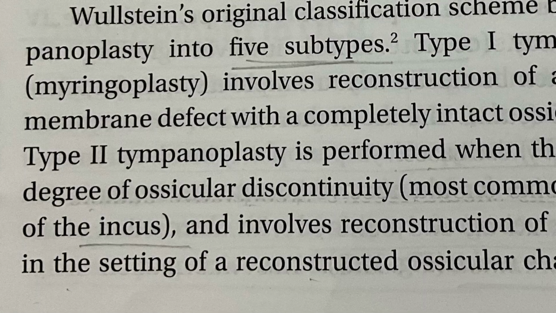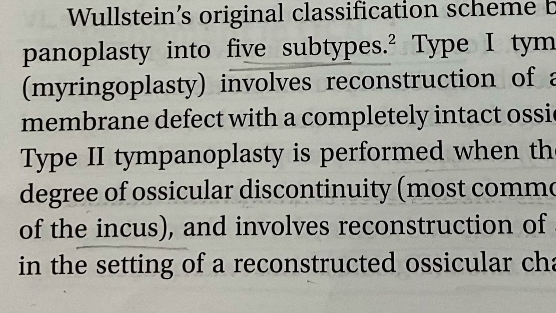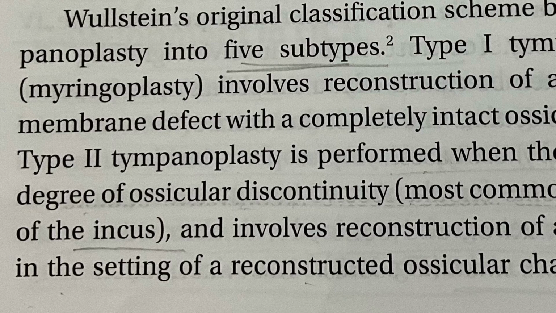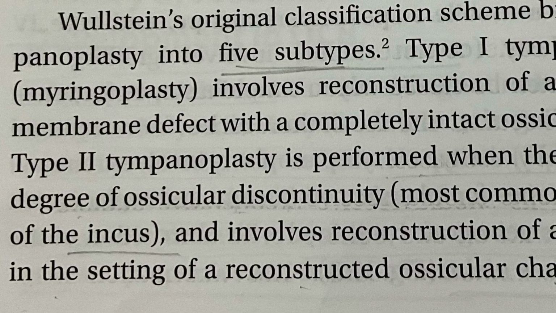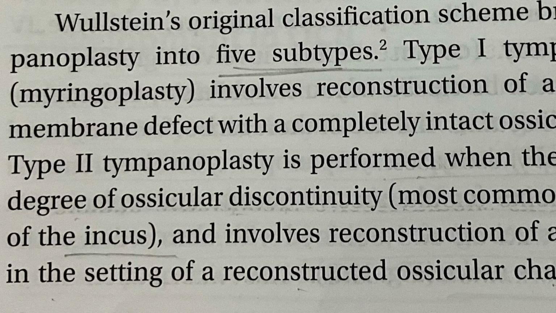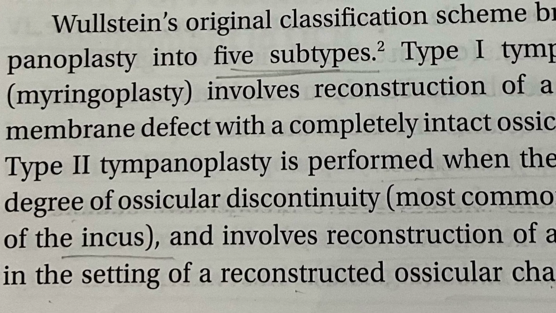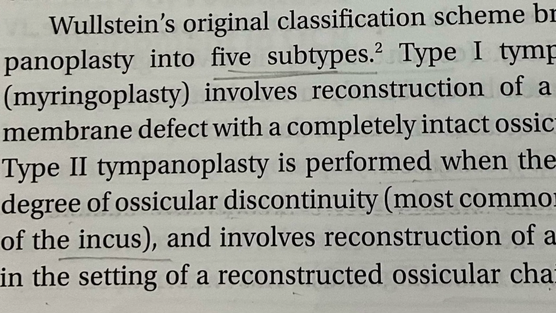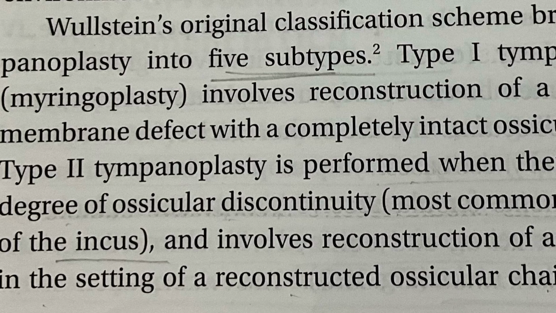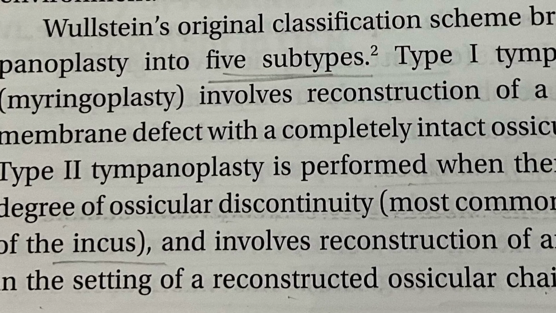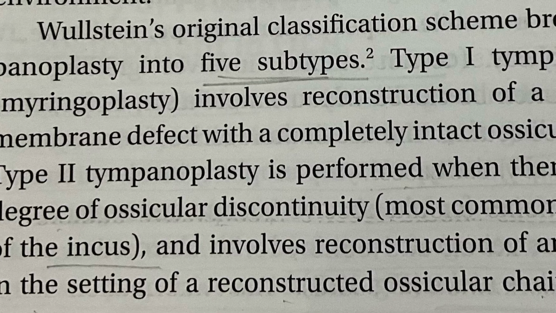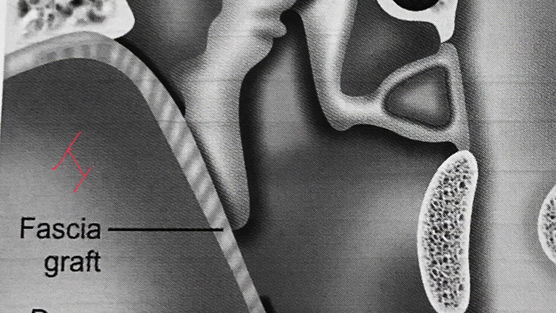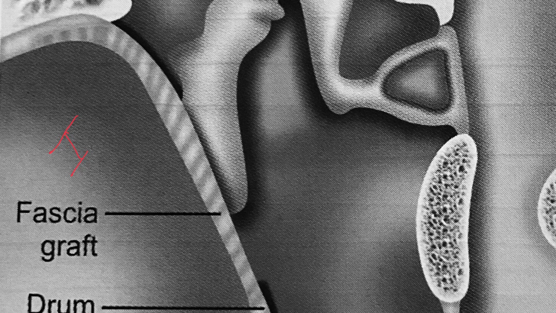Tympanoplasty, a surgical procedure designed to reconstruct the tympanic membrane and restore middle ear function, is categorized into types by Wullstein, a foundational framework widely recognized in otologic surgery. Let's break down the 5 types of tympanoplasty according to Wullstein's classification, as detailed in Sataloff's Otolaryngology and Head and Neck Surgery. Type 1. Myringoplasty, where the tympanic membrane is repaired without involving the ossicles.